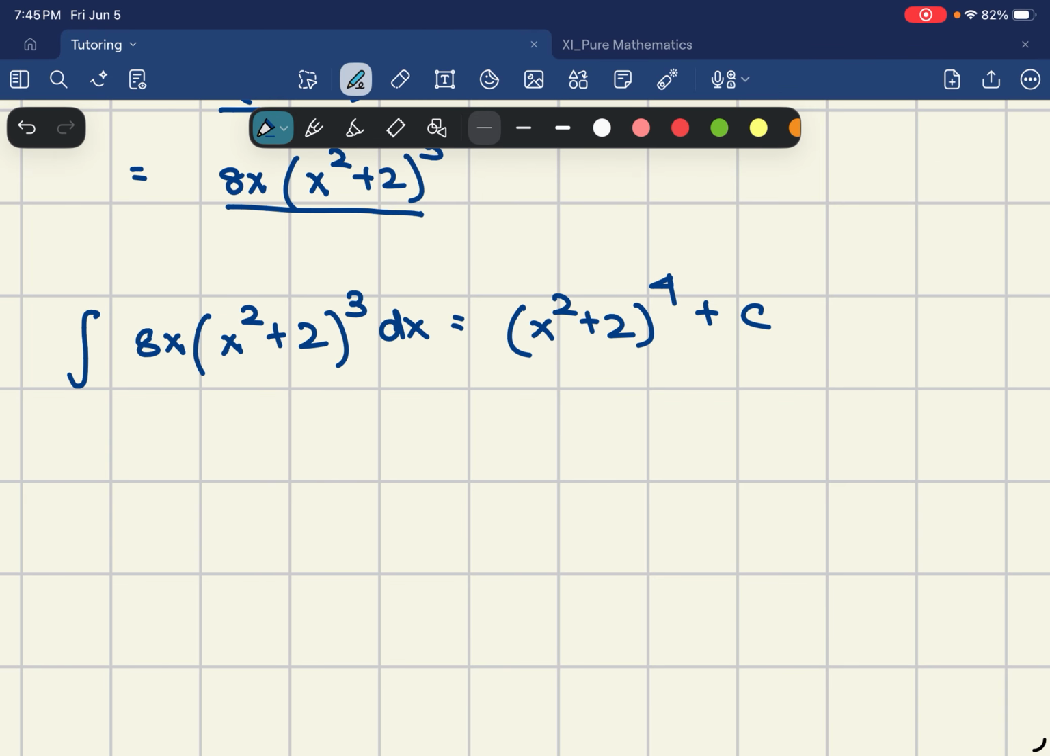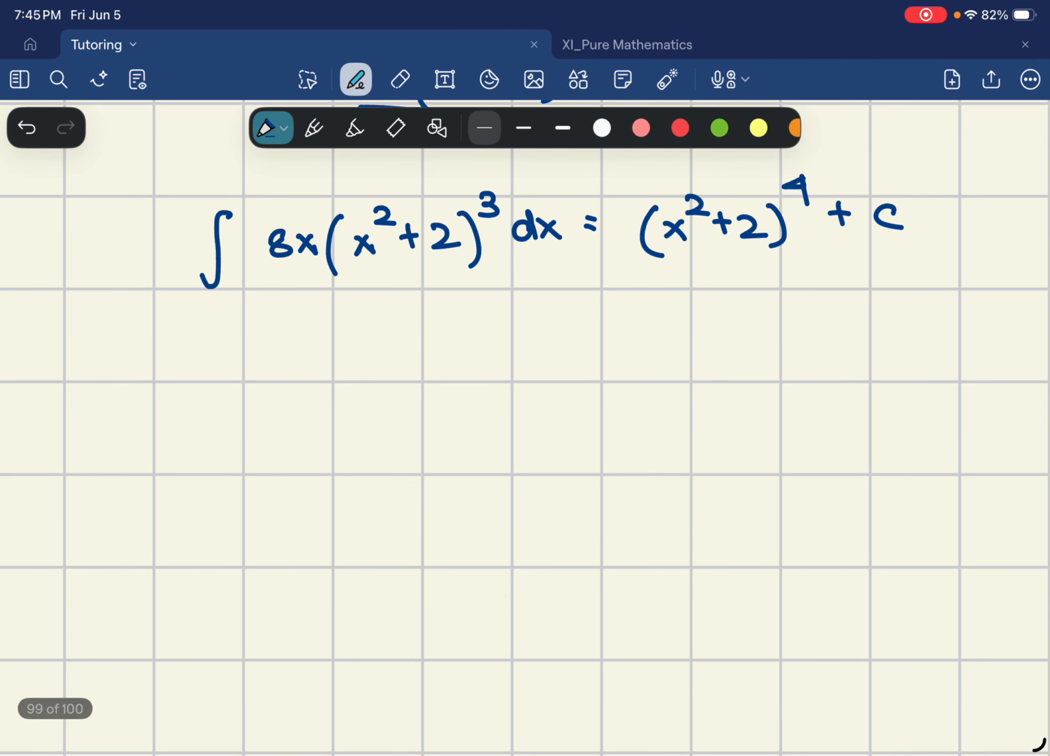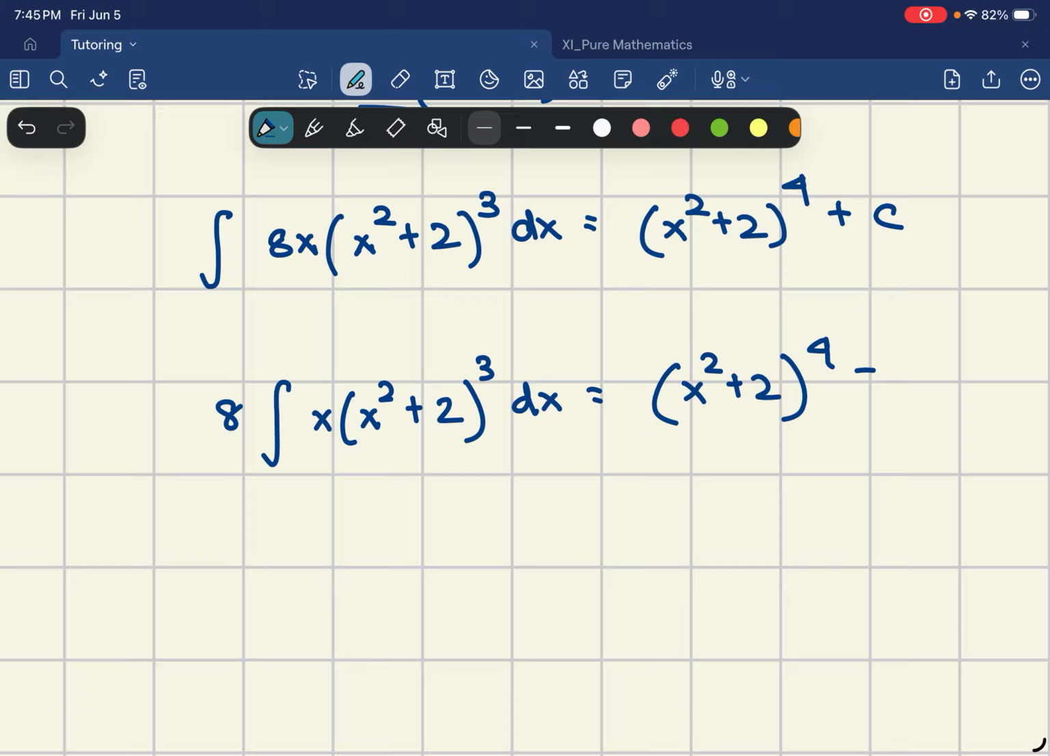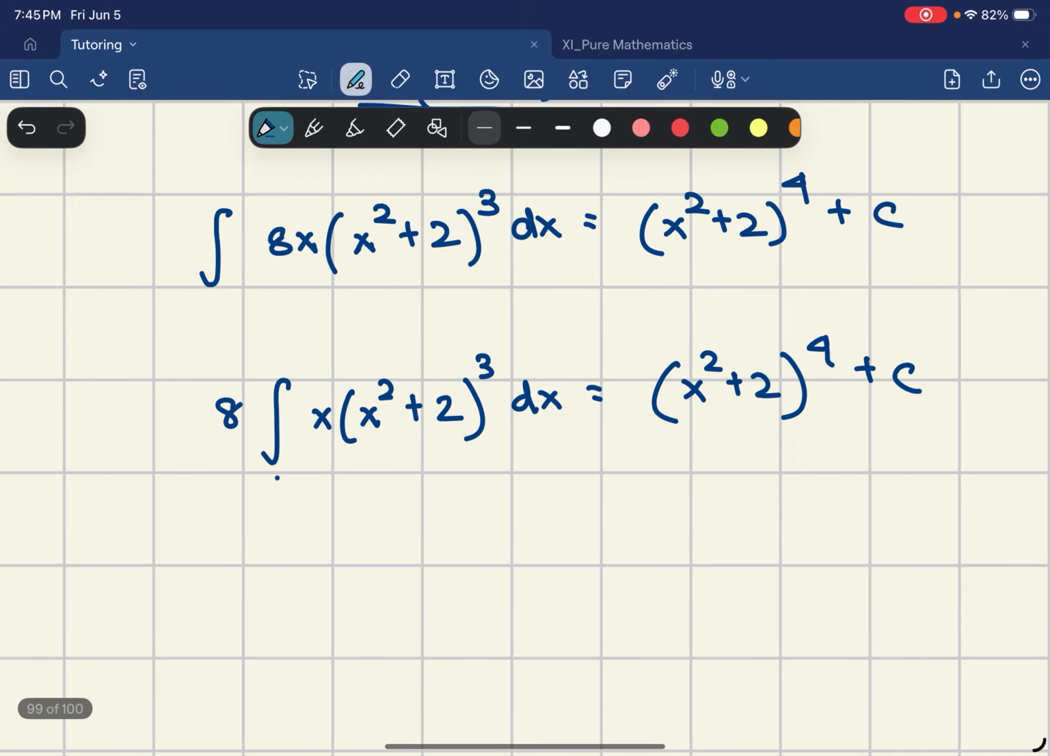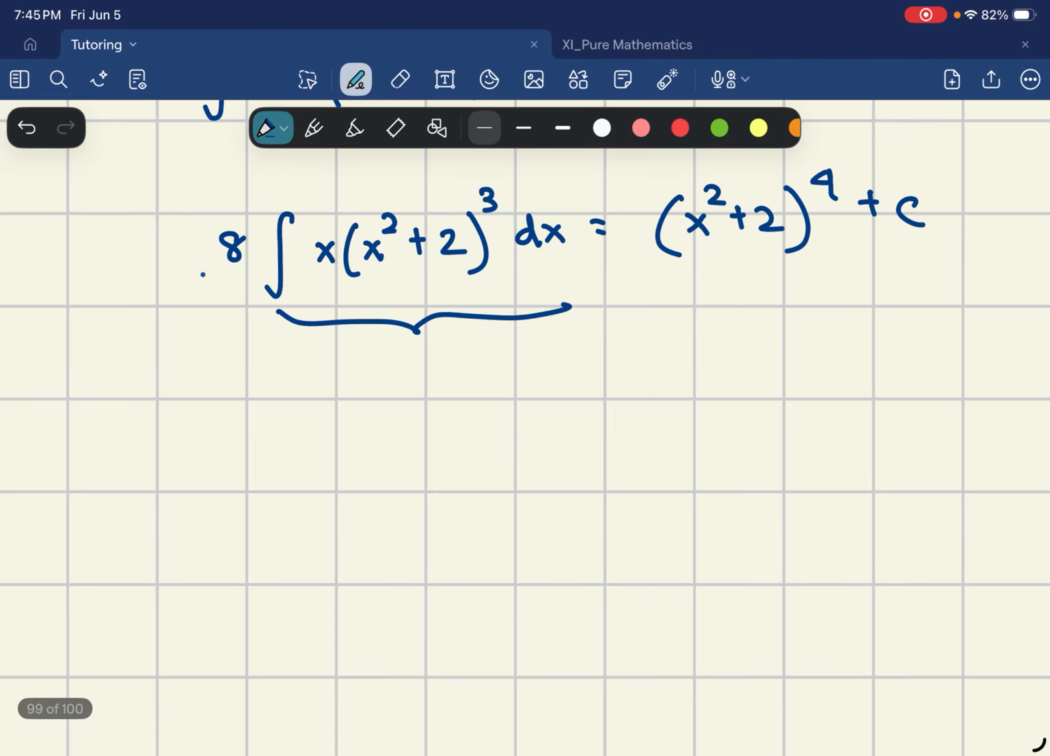Now, the question does not ask me to find the integration of this whole expression, so I can factor out 8 here, right? And I can write it as this. So part B just asks me to find this. And if I want to find this, I just need to divide by 8. I need to take this 8 and divide it on both sides. That is how we are going to use the information obtained in part A.